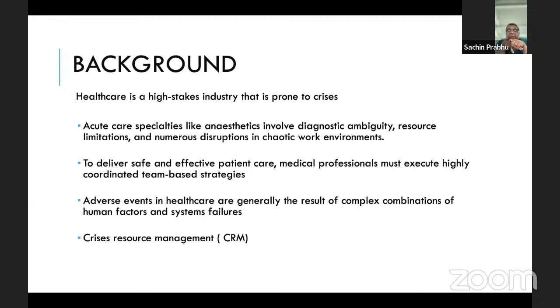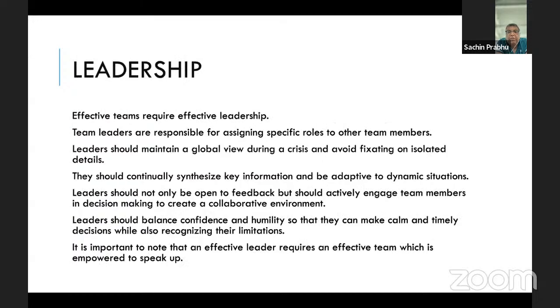Adverse events in healthcare generally result from a complex combination of human factors and system failure. Again, it comes back to the same human factors, and some system failures, which we need to work on. And lastly, the crisis resource management. We'll talk about it as we go forward. The CRM basically started from the airline industry, where it was crew resource management, and then slowly evolved into crisis. Now we've left the industry behind, and we've got our own systems in place, which work really well. Our incidents have come down dramatically. At least I have seen that in the last 20 odd years, where it has made a huge difference, much safer.